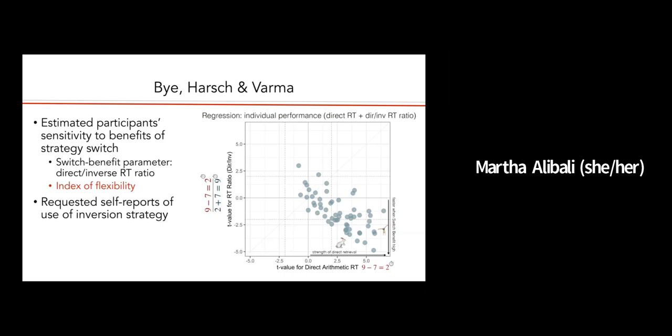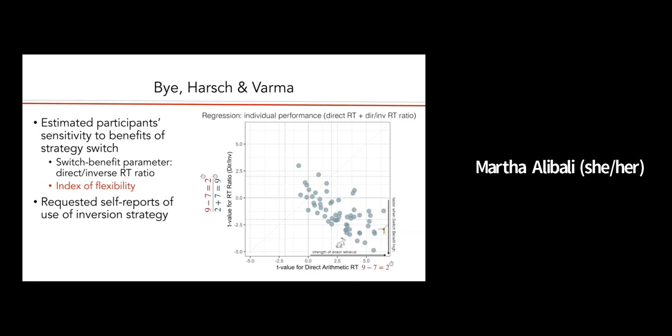And the idea here in this work, which I thought was really fantastic, was that this idea of switch benefit could be assessed at an individual level for each individual participant as an index of that participant's recognition that the switch for that individual's skill was actually effective for that participant. And so as an index of flexibility, this also correlated with self-reports of switching the strategy, suggesting that it really is a valid measure of thinking about this switch.